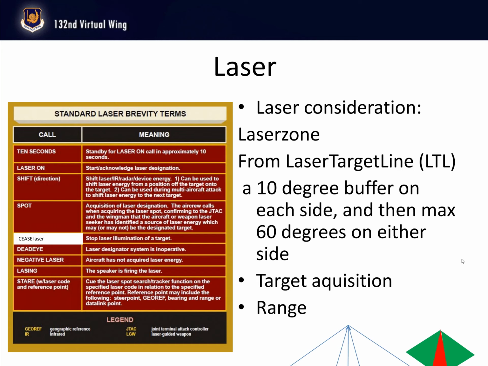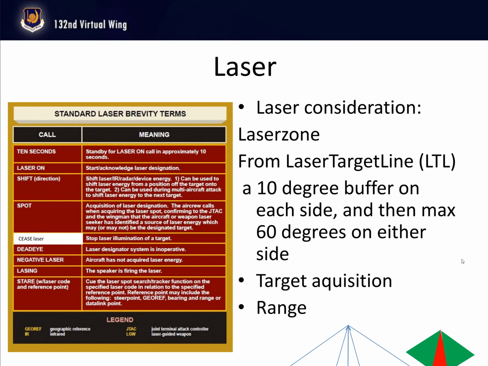So this is basically the basics. It's a lyson, spot, and stare. It's when I illuminate the target and I want you to find my laser spot. I say stare with the laser code. Stare 1688 means start looking for a spot with a PRF of 1688.